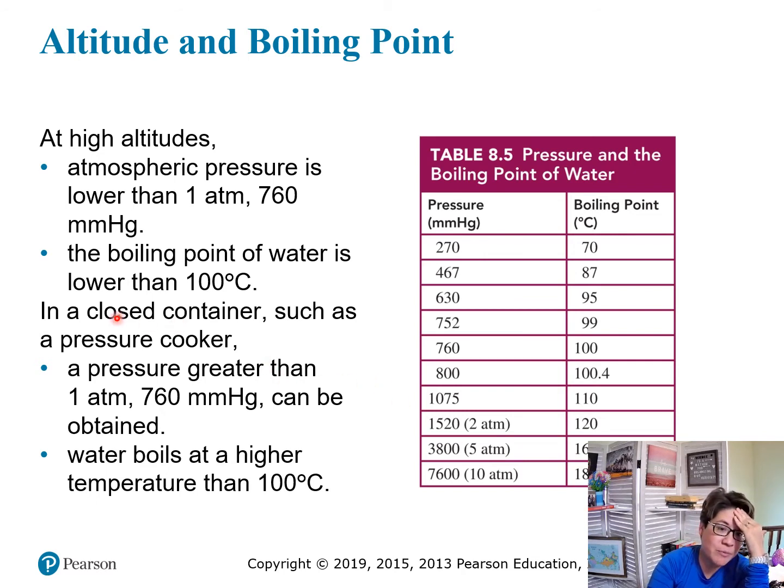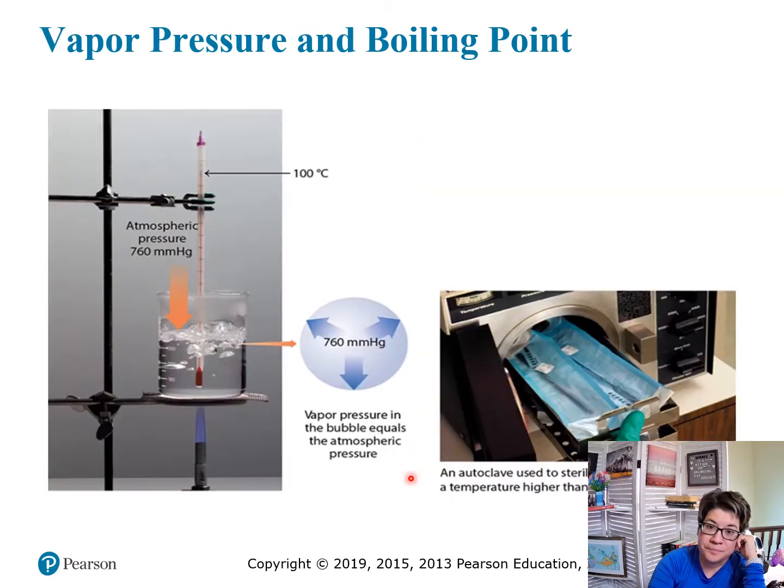So if you use something like a closed container or a pressure cooker like an Instant Pot, that's why you're able to get the food cooking at higher temperatures, because it's actually at a higher pressure. And so this relates again to vapor pressure and boiling point. You can see here the pressure pushing down is preventing the liquid from boiling. So if there's less pressure, it's going to have an easier time boiling.